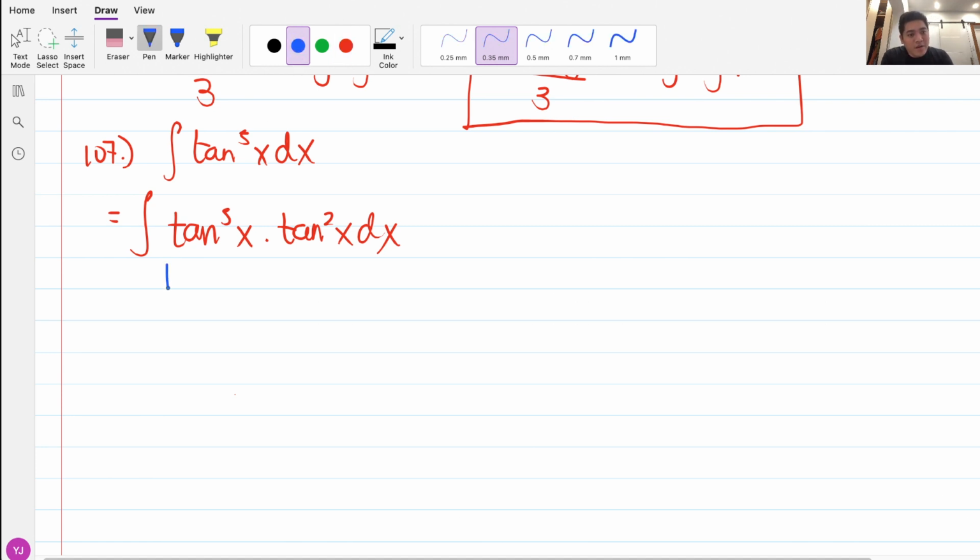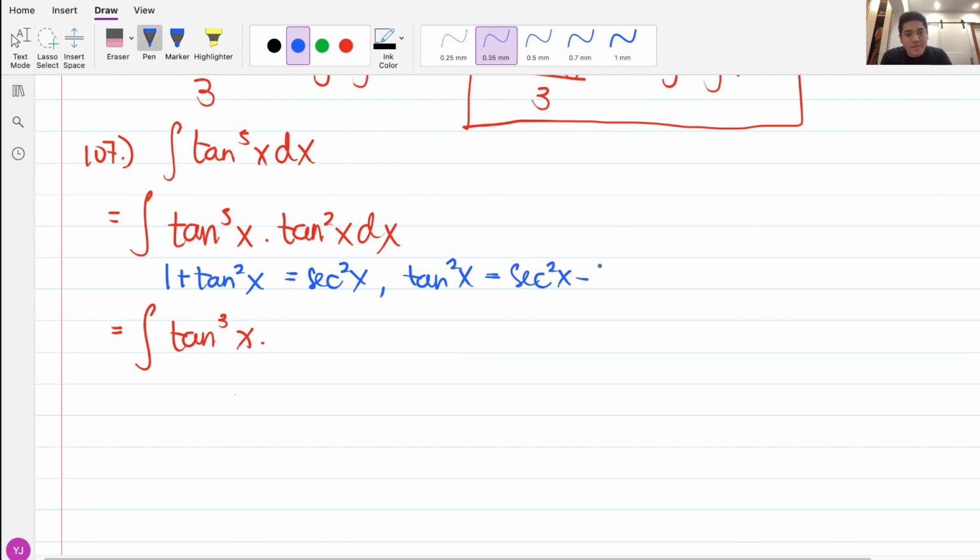Okay, by Pythagorean, we have 1 plus tangent squared of x equals secant squared of x. We have to find a way to extract different trigonometric identities here so that we will be able to solve this type of problem. So we have the integral of tangent cubed of x multiplied by the... if we are seeking tangent squared of x from this identity, that would be secant squared of x minus 1. Okay, so we'll be doing that.